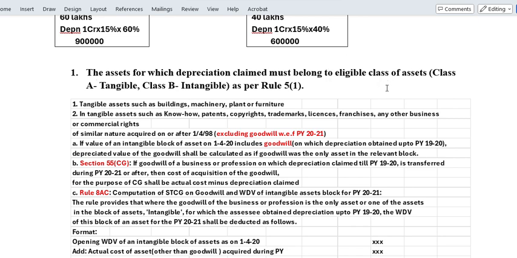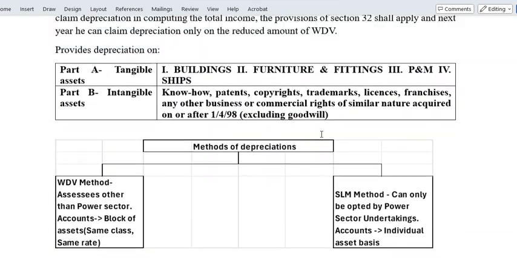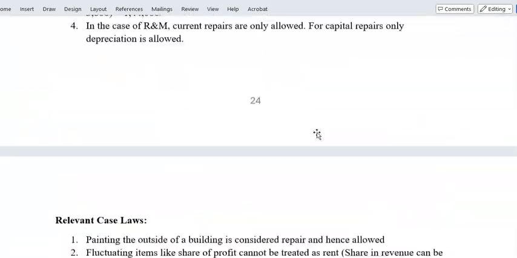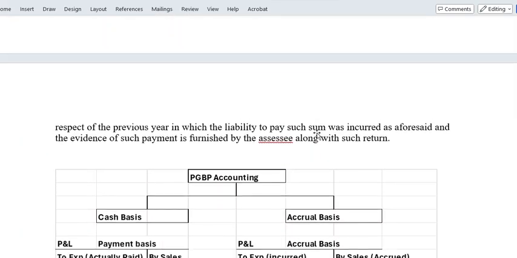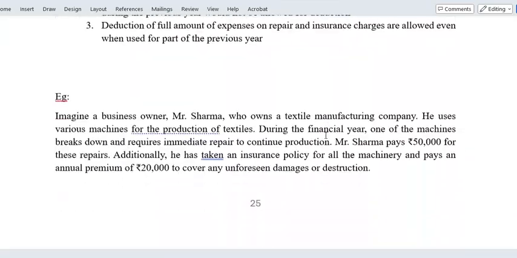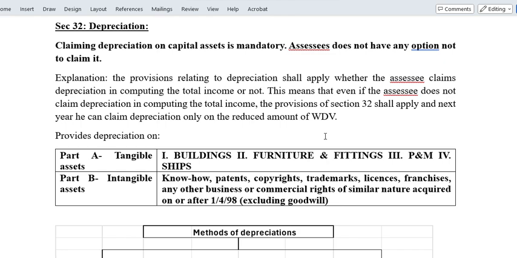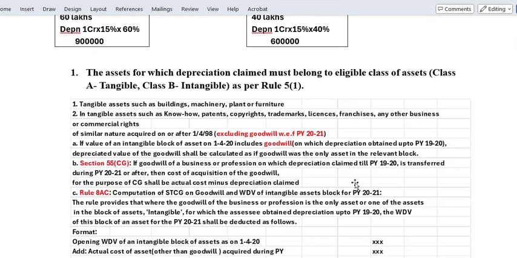Now, depreciation to be claimed should belong to the eligible class of assets. What are the eligible classes? We told there are 4 classes, and we discussed them in the beginning. The eligible classes are furniture and fittings, then buildings, then P&M, then intangible assets, then ships. All these items are the eligible classes of assets. No other class will get depreciation. Only these classes will get the depreciation.